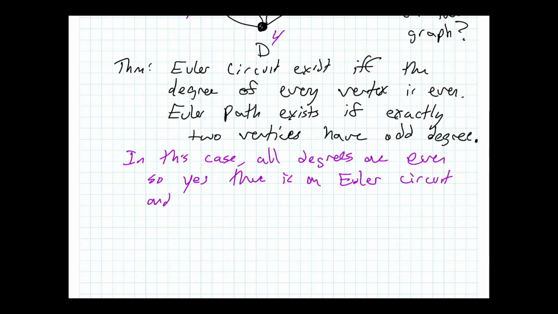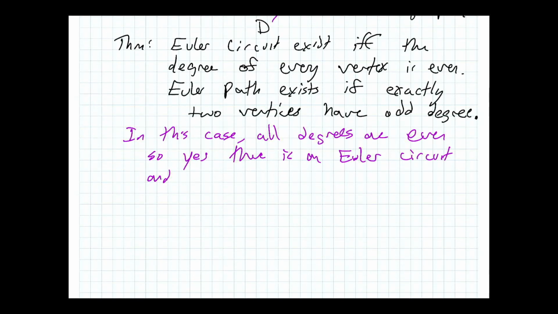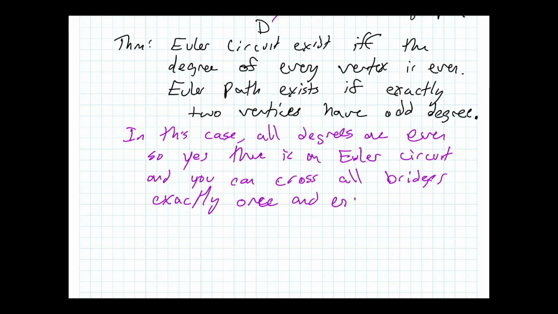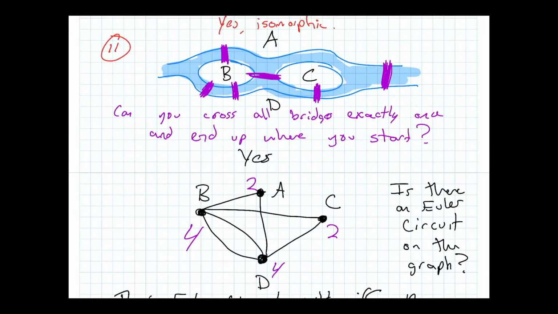And therefore, the answer to the question, can you cross all the bridges and get back to where you start, is yes. So cross all bridges once and end up where you start. And we did it, right? So we even drew it on the graph already. I think we started here, in A and we did this. Easy.